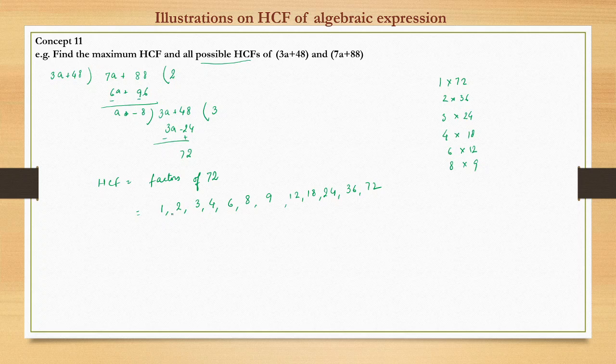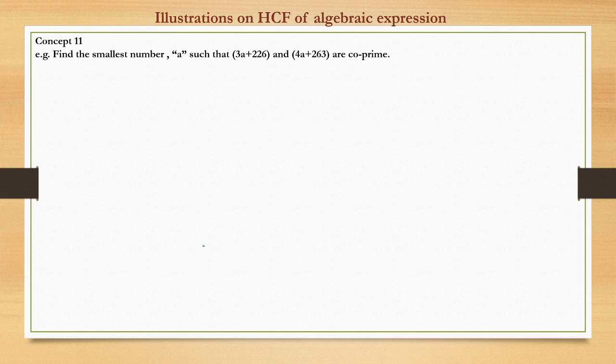So there can be 12 possible HCFs. Okay, and what could be the maximum HCF possible? That is the number 72 itself, right? So this is the way to solve and approach this question. Now we'll see one more concept and then finish off this session.